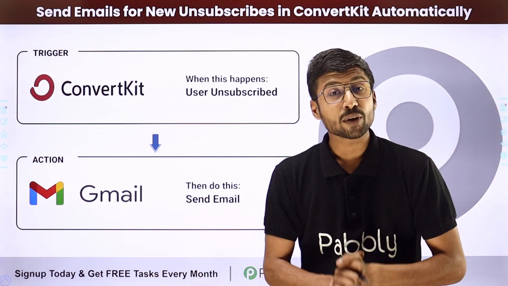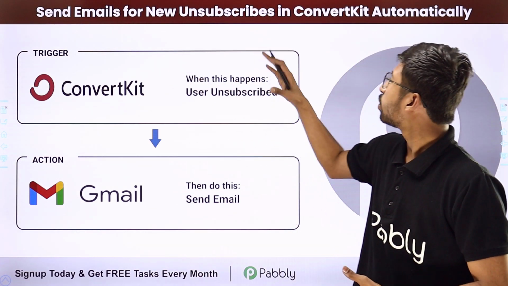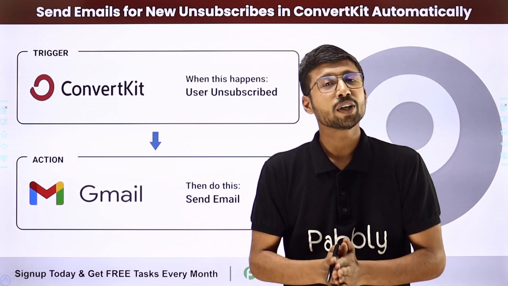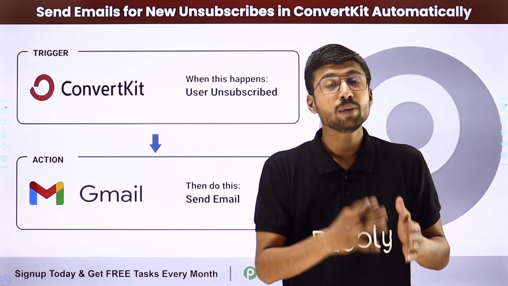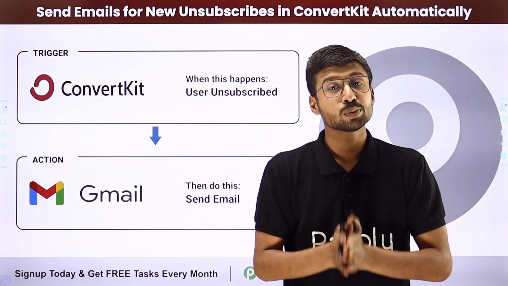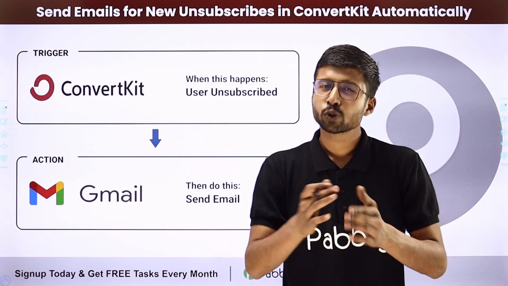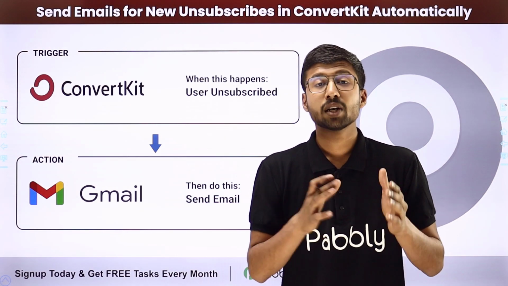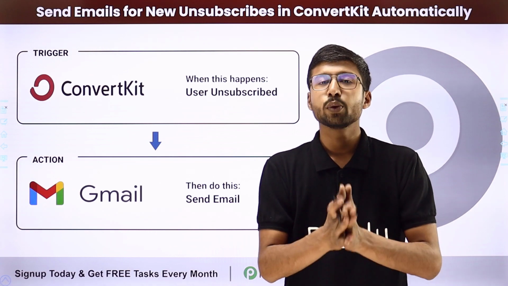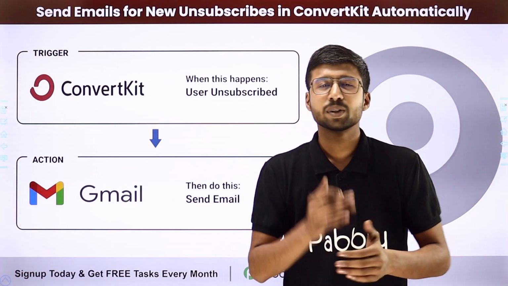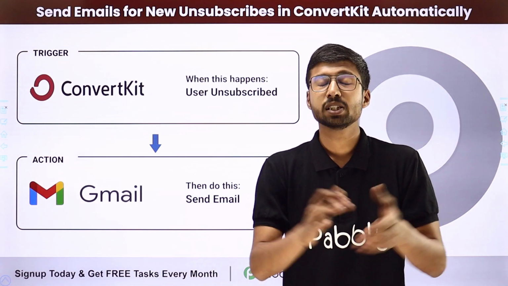So in this video, we are going to learn how to send emails for new unsubscribe in ConvertKit automatically. Now suppose, guys, you are using ConvertKit to send some kind of emails or newsletters to your users. And at times users actually unsubscribe from those newsletters as well. So you want that whenever a user unsubscribes from the newsletter, you send them a last email mentioning that you had a great journey with them, and also that they have been successfully unsubscribed, and they won't be getting any newsletters or emails further.